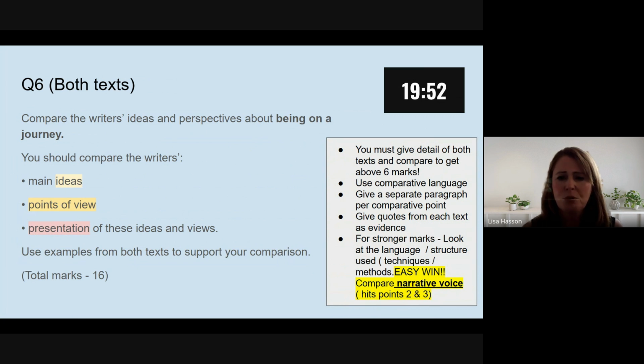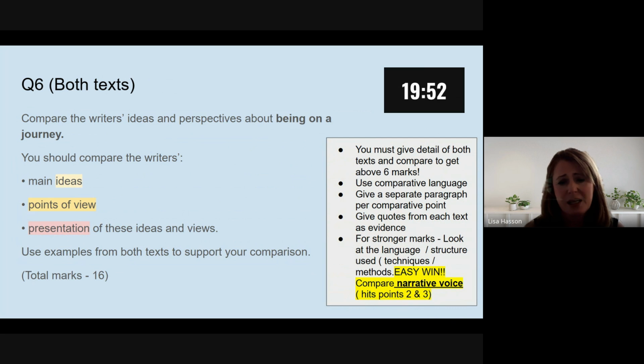Try and give a separate paragraph per comparative point. Again, that stops you from muddying the water on what you're comparing. So starting off with something like, both of the texts show that the journey that they are on is difficult. Then you've got the quote from text 1, a bit of an explanation, quote from the text 2 with a bit of an explanation, some analysis of the techniques maybe that are used as well would really help you. And then do that again in 2 more paragraphs.